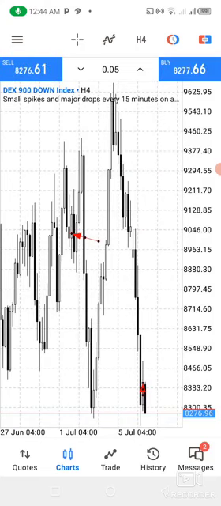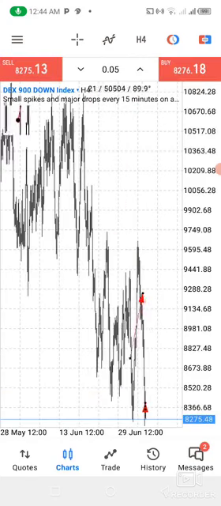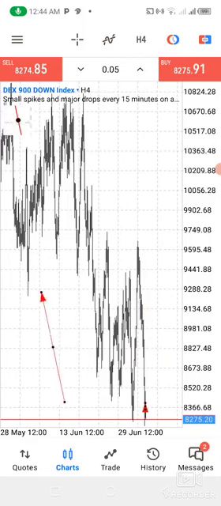Now whatever I explained on DEX 900 down index applies to DEX 900 up index. The only difference is that for DEX 900 up index, you'll be considering major spikes instead of major drops. Both markets can create bull market or bear market. They can create downtrend, they can create uptrend.